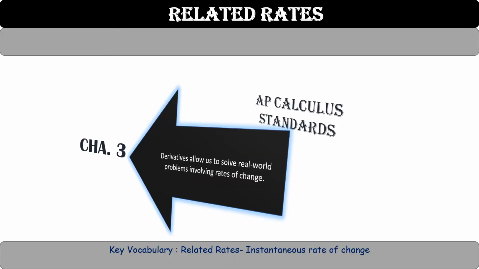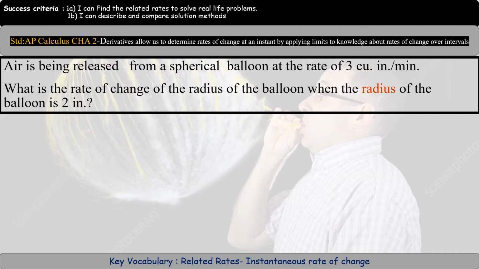Now in this video we are going to solve some problems. So the question is: air is being released from a spherical balloon at the rate of 3 cubic inches per minute. What is the rate of change of radius of the balloon when the radius of the balloon is 2 inches? I told you the first thing is that you have to determine the shape about which they are talking.